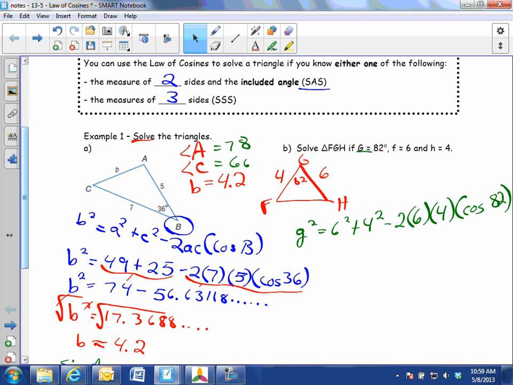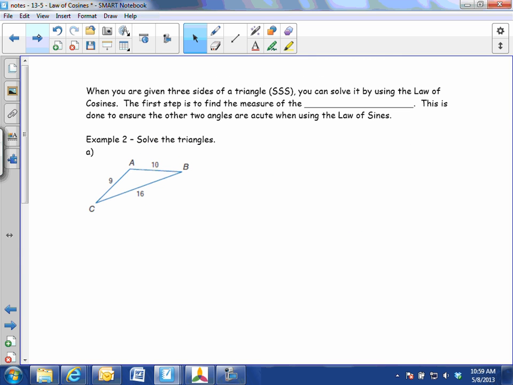Okay, so that was where they gave us an angle in the middle of the two sides, so we had side, angle, side. If we've got side, side, side, you have to be careful with these. When you're given three sides of a triangle, you can solve by using the law of cosines. So the first step is to find the measure of the largest angle. You have to find the largest angle first. Otherwise, all your other stuff is going to be messed up.